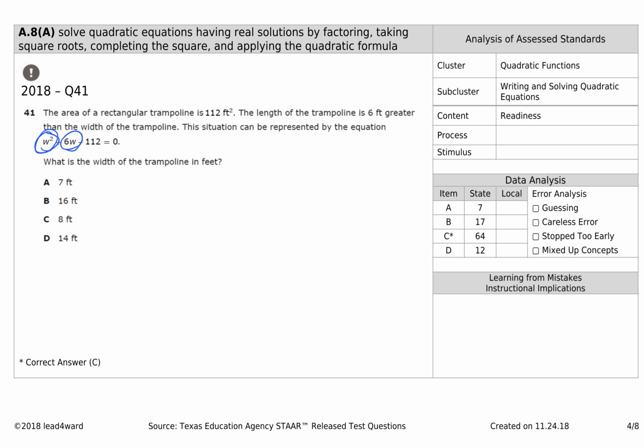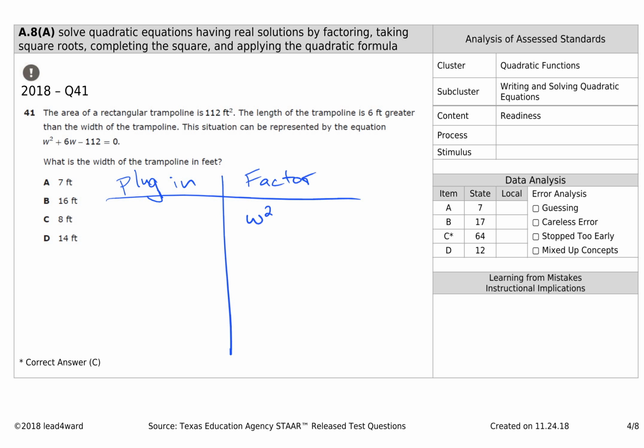Moving on to the next question, we see that the equation has both a w squared and a regular w, so it's not square rootable. We would need to factor it. I'm going to leave space on this side to do the other option, which would be to plug in your answer choices, but let's go ahead and factor. I'll rewrite it, w squared plus 6w minus 112.